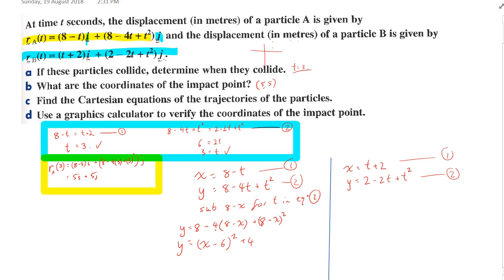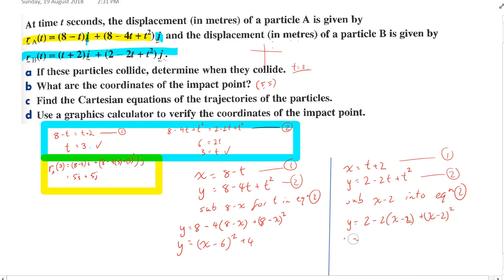And then you can do the same here, obviously. You can sub x minus 2 into equation 2. So y equals 2 minus 2 times (x minus 2) plus (x minus 2) squared. And again, we can probably just jump to an answer here. Something like (x minus 3) squared plus 1, I think. All right, so there's our two quadratic equations.